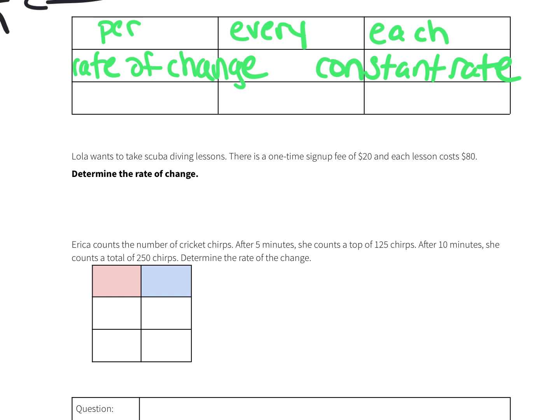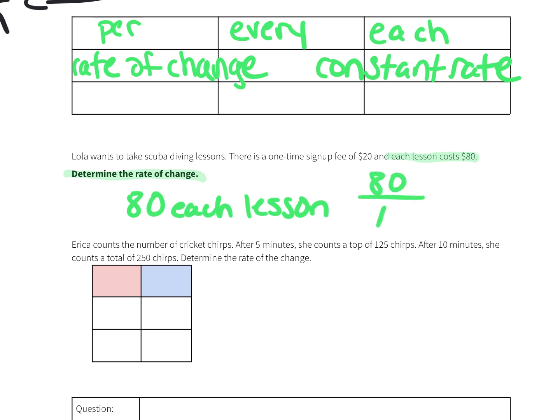I'm trying to find the slope, so I'm going to locate my keyword for slope, and one of those words is each. So it says each lesson is $80, and it says determine the rate of change. Well, what is the rate of change then? $80 for each lesson, or just 80 over 1 would be our slope.